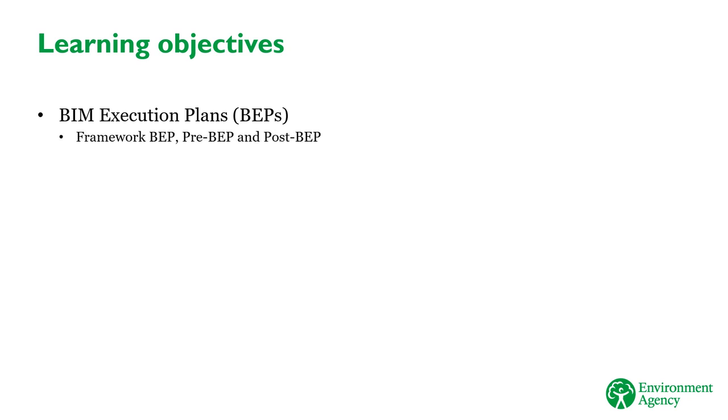To start with, we'll take a look at BIM Execution Plans, or BEPs, which are issued by the supplier at certain times in the tender process. You'll learn about the different types of BEP that apply to a project, the volume and location strategy, and how to evaluate these once you receive them from a supplier.